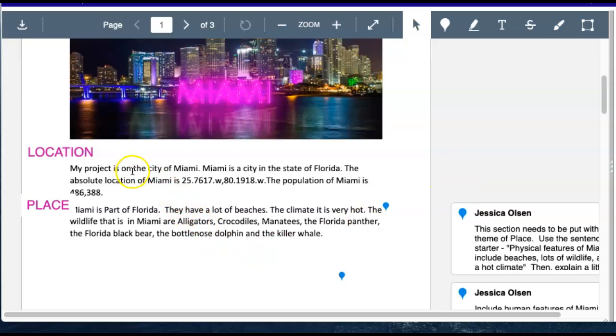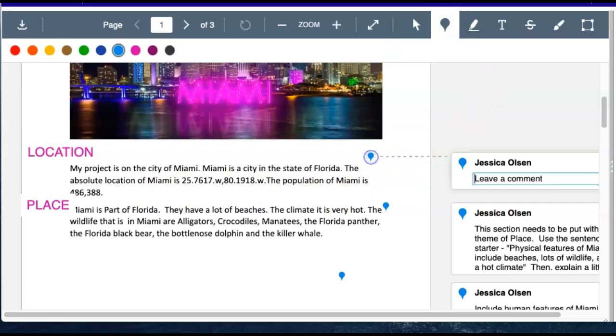talking about location, you have written that the absolute location of Miami is, that's good. The population is, that's good too. Now the other thing that you want to add in here, and I just realized that I forgot it, is about relative location. So you need to describe where Miami is located relatively speaking. You want to describe where it is located in Florida, what borders it pretty much all around, what part of the ocean, what's that labeled, okay?